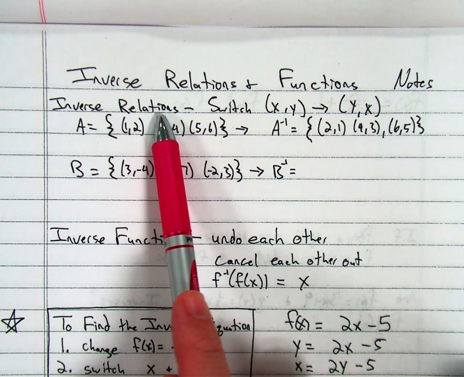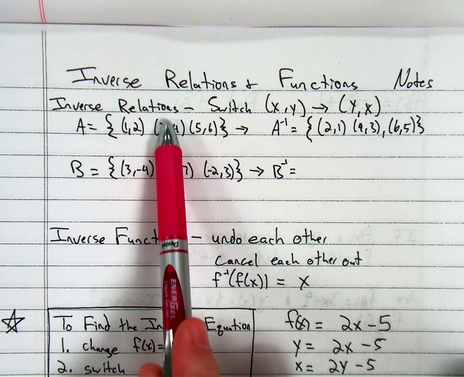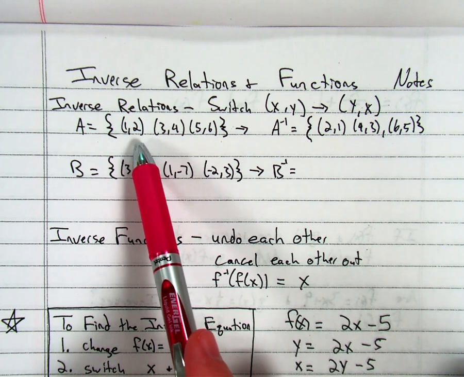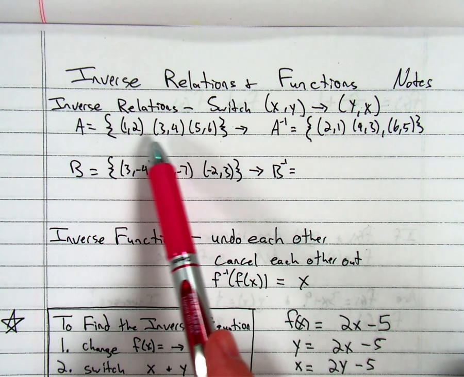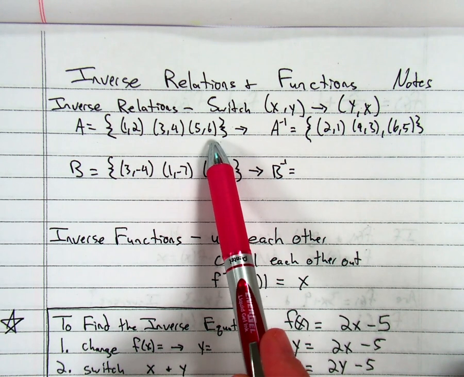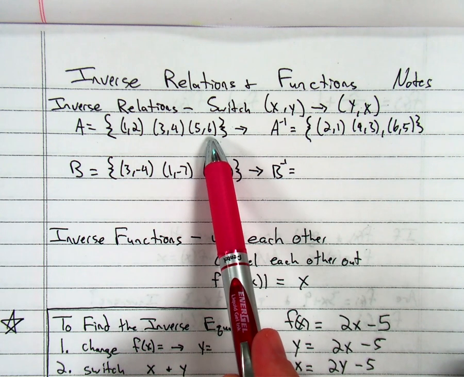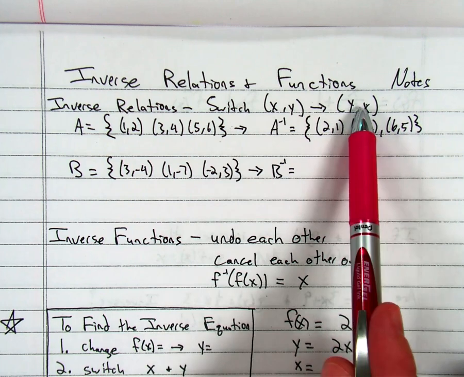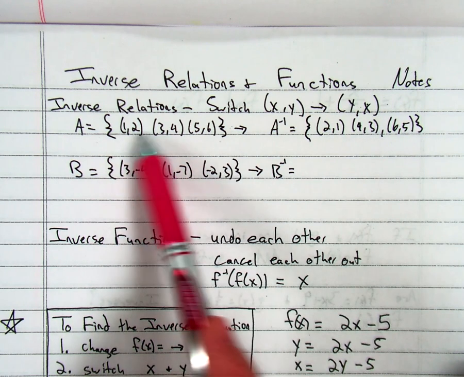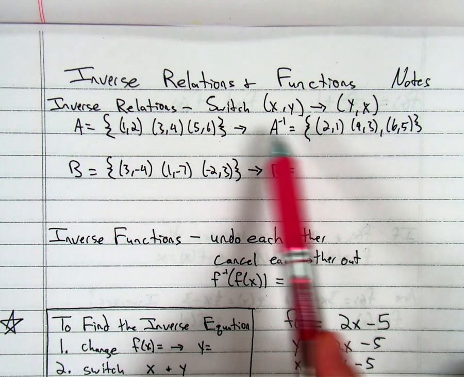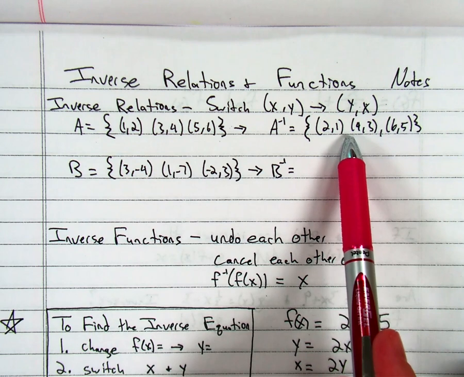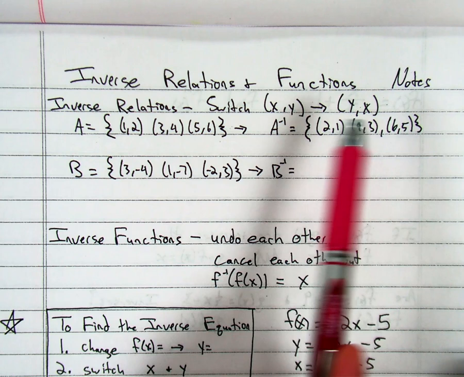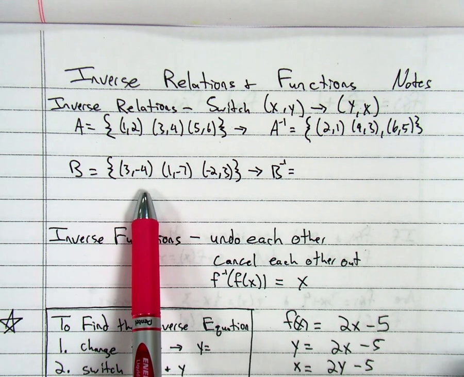A relation is a set of ordered pairs, like this set A. Relation A here, we have a set of 1, 2, 3, 4, 5, 6. And then A inverse, you just switch the x and y coordinates. So 1, 2 becomes 2, 1. 3, 4 becomes 4, 3. 5, 6 becomes 6, 5. Okay? Not too terrible to do.